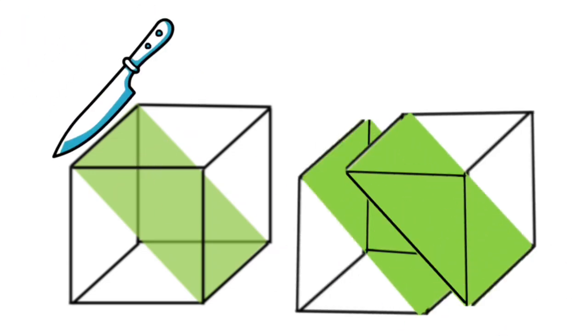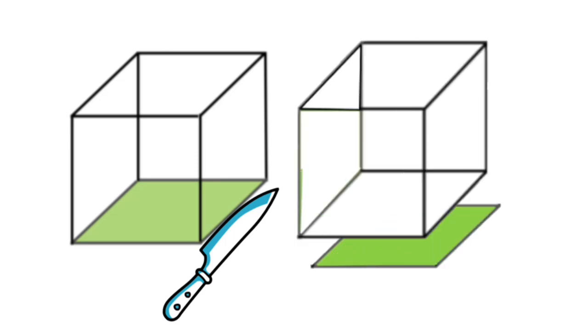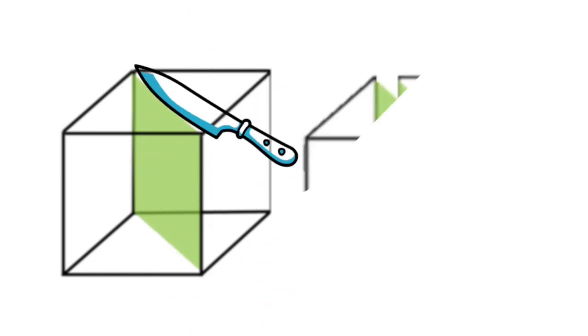In this example, the plane cuts through the y-axis and z-axis. Meanwhile, in this example, the plane cuts through the z-axis. However, in this example, the plane cuts through the x-axis and y-axis.